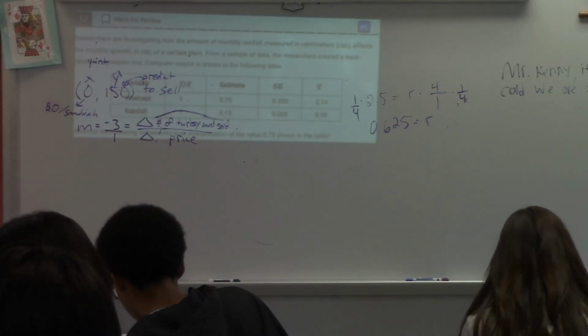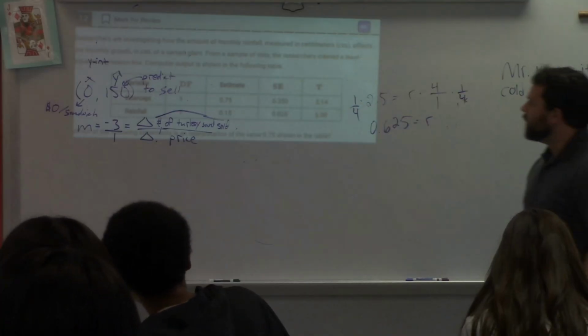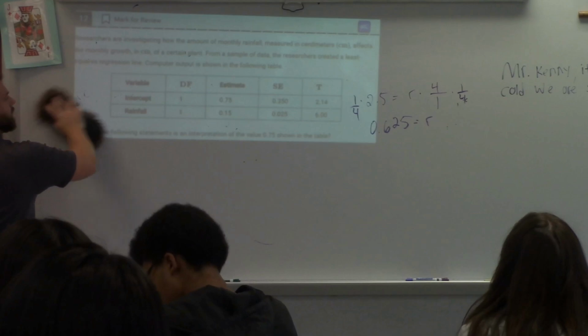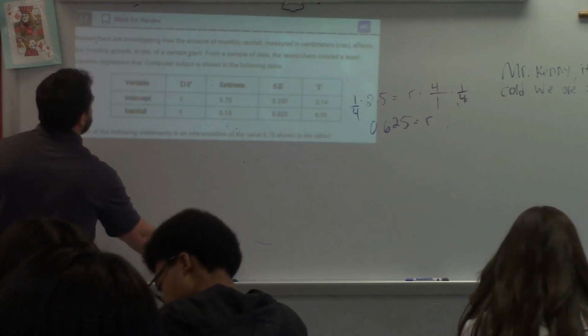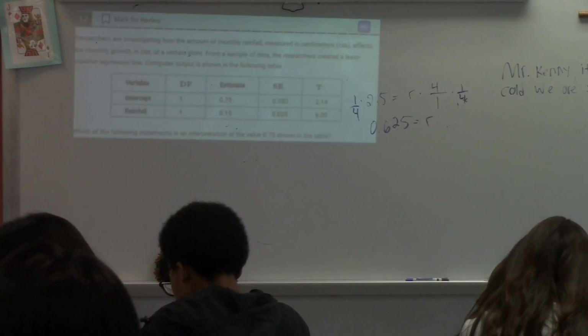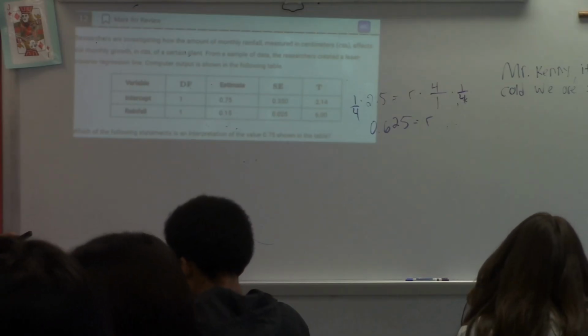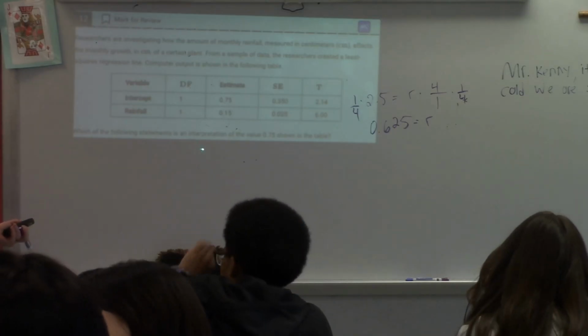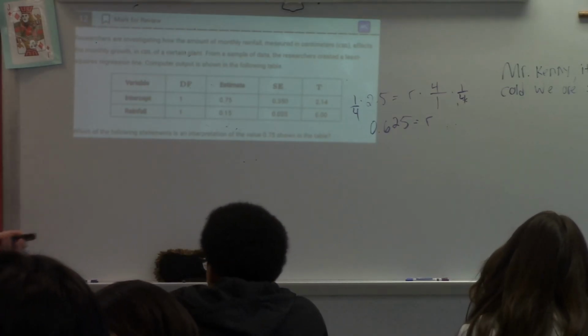Last one that we're going to look at from the progress check. Researchers are investigating how the amount of monthly rainfall measured in centimeters affects the monthly growth in centimeters of a certain plant. From a sample of data, the researchers created a least squares regression line. Computer output is shown in the following table. Which of the following statements is an interpretation of the value 0.75 shown in the table?